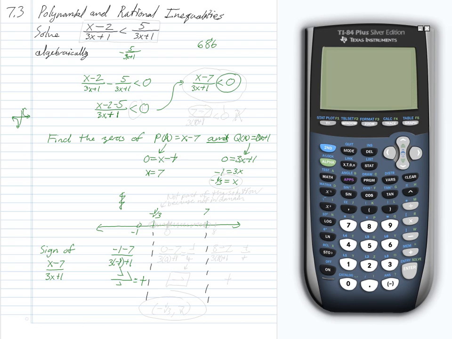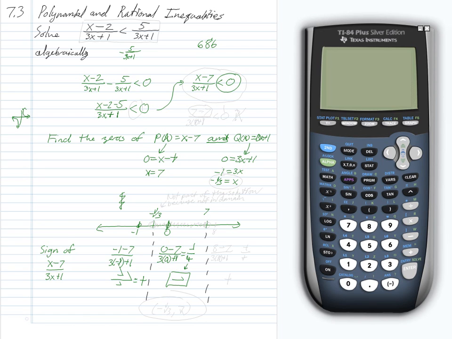Then what's going on in between negative 1/3 and 7? Well, 0 is a good x value to plug in. So if we plug 0 in, (0 minus 7) over (3 times 0 plus 1), that's negative 7 over positive 1. So a negative over a positive, that is negative. And we like negative, that's what we're going for.